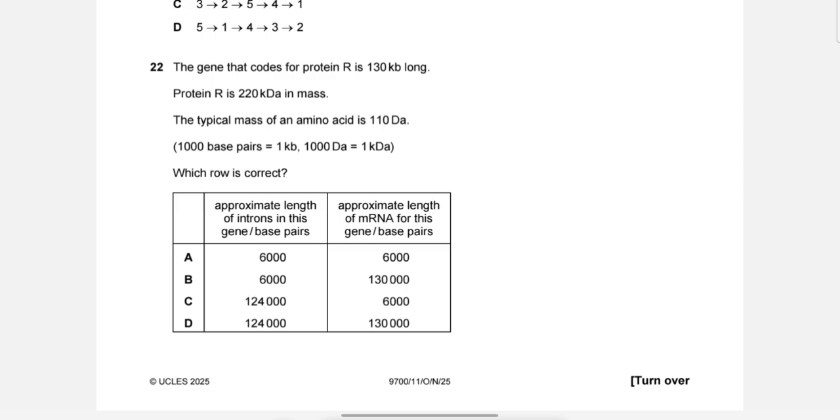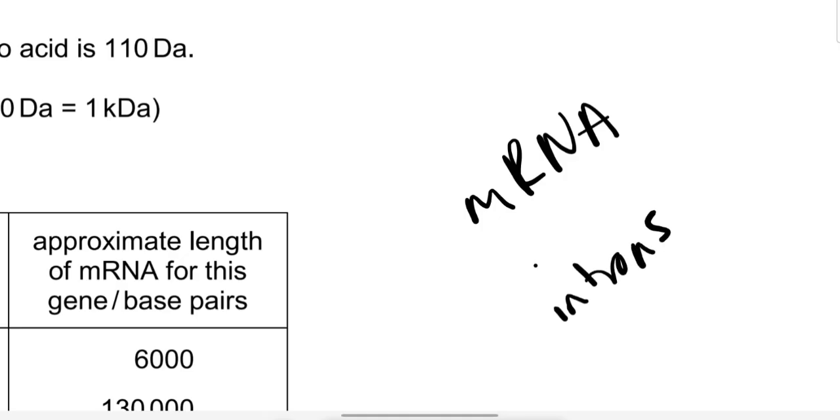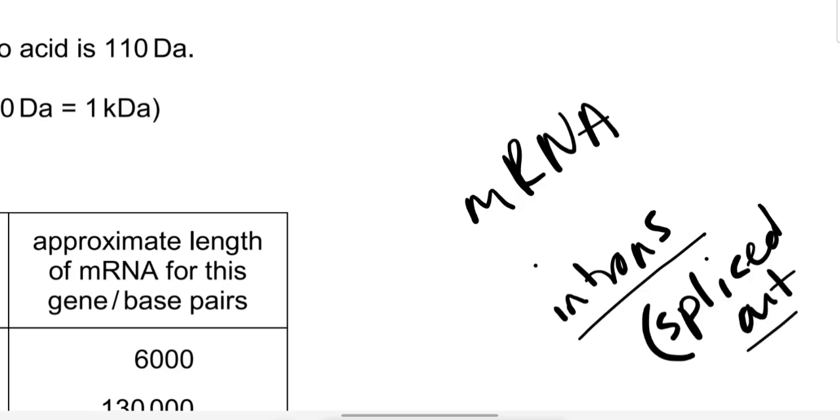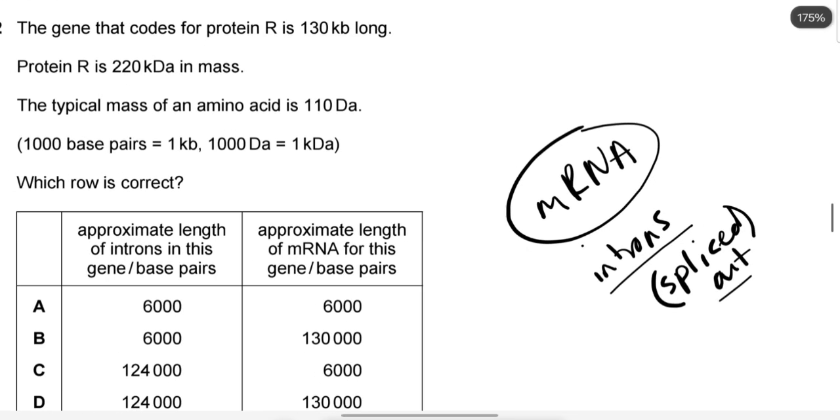So for this question, I want us to think of a gene like a movie, right? It has actual scenes. In this case, our actual scenes are going to be mRNA. These are the actual scenes, and then there are commercials, right? Which in this case are the introns, which are going to be spliced out. You don't care about commercials, you only care about the actual scenes in the movie.